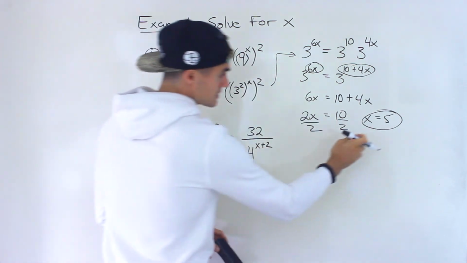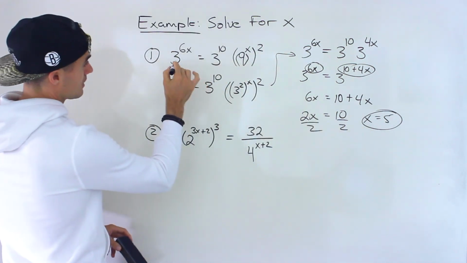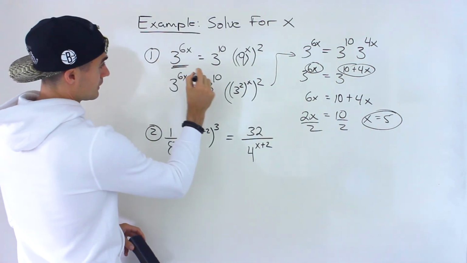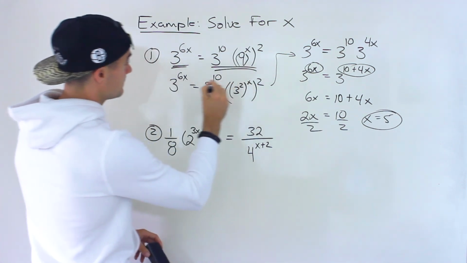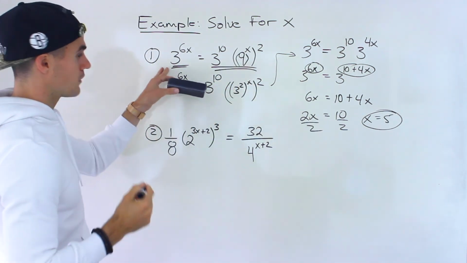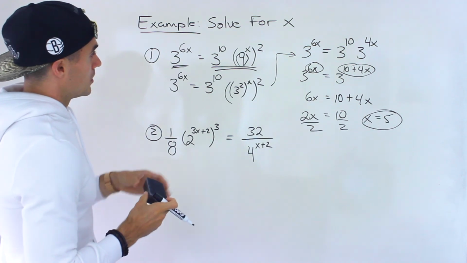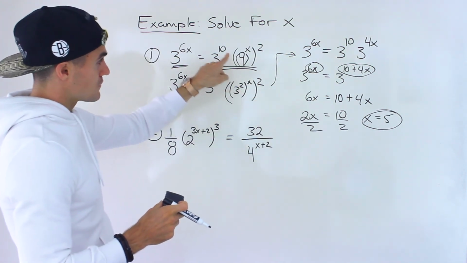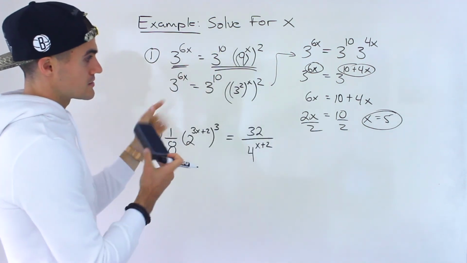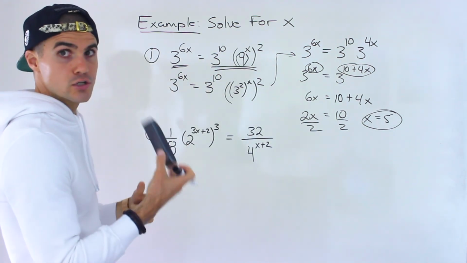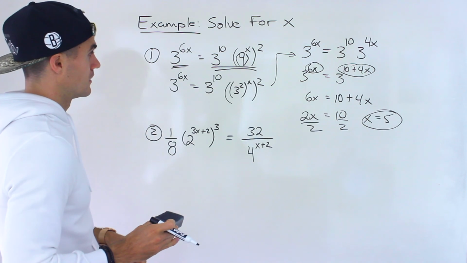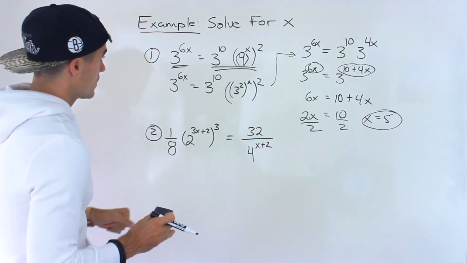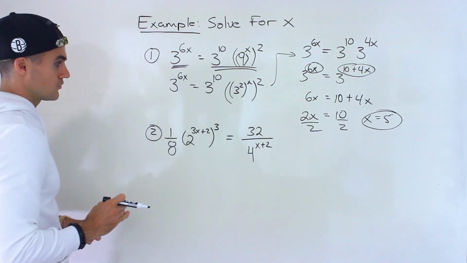Now you can also check your answer. You could take this and plug it into the left side, and plug it into the right side. It's going to be a pretty big number, 3 to the power of 30. But get that value, then plug in x equals 5 here, and both sides should be the same. So that's how you can check your answer, right? The answer for number 1 is x is equal to 5.